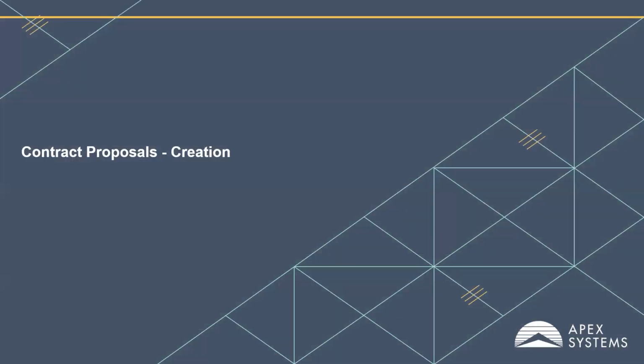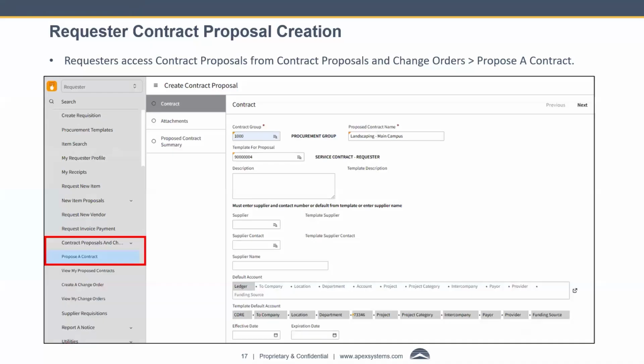Now we're going to talk about contract proposal creation from both the requester and supplier perspectives. Requesters access contract proposals from the contract proposals and change orders menu option, and then they'll select propose a contract. That will open up the wizard.